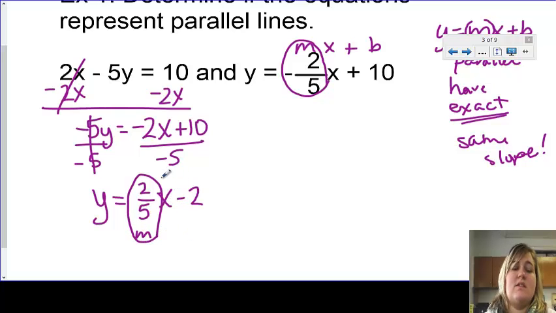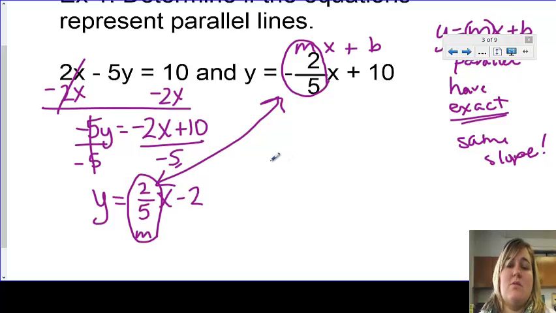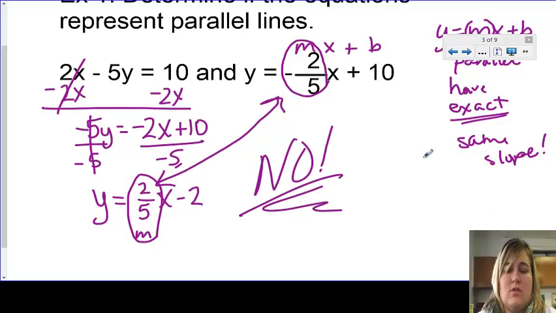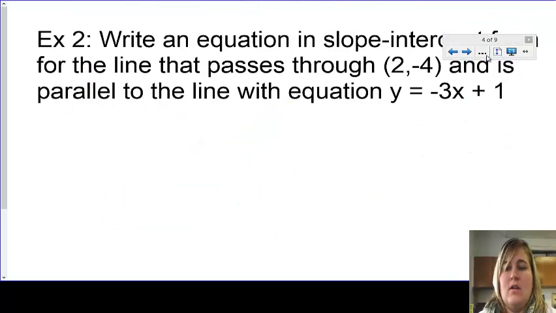Alright, so my slope here is 2/5. Are these the same? That's the question. No, the answer is no, absolutely not. They are opposites. They have to have the exact same slope, the exact same sign, and the exact same numbers. Okay, doesn't have it. So this one is no, absolutely not parallel lines.